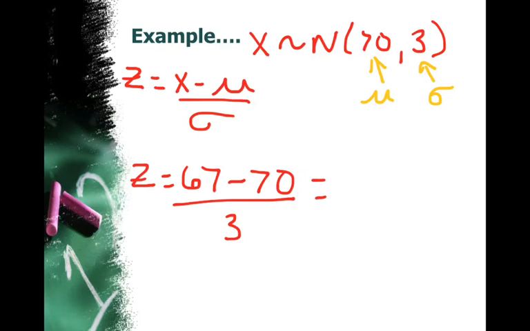If you work that out, you should get -1 for your z-score. What is that telling us? What this is telling us is that this person's height is 1 standard deviation below the mean. That's what it means to be negative. You're that much below the mean in standard deviation units. Again, this person's height is 1 standard deviation below the mean.